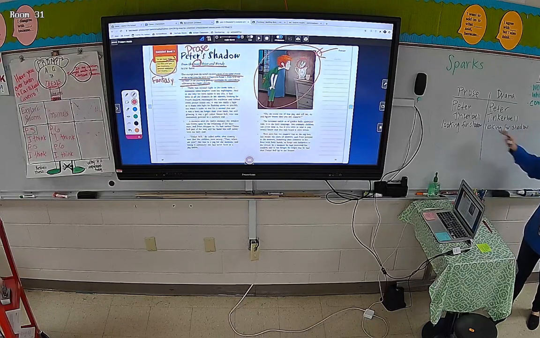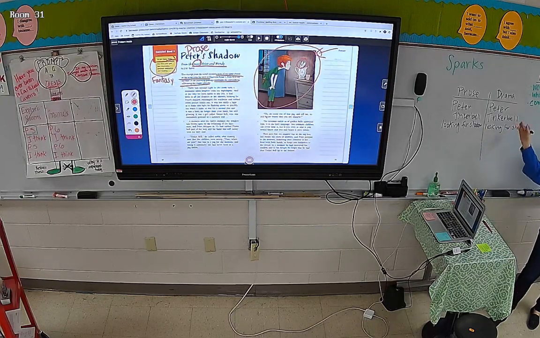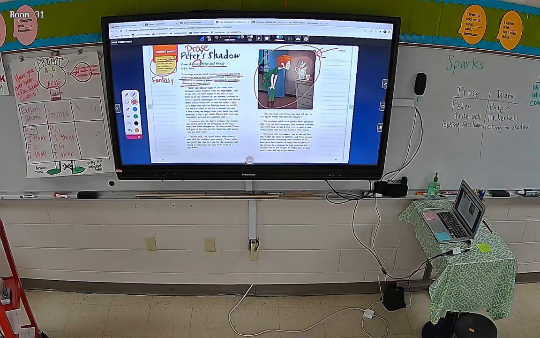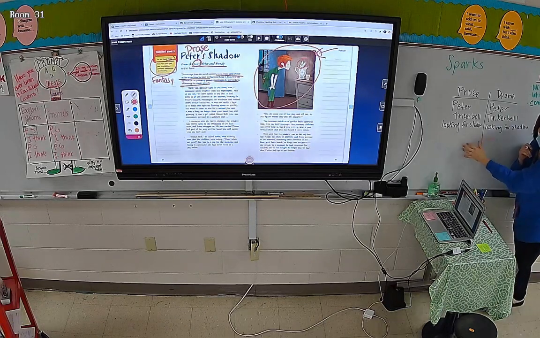What do you notice? Make a connection between the prose and the drama. Between the story you're reading today and the drama from last week. What do you notice about the two? Tash? They both got Peter, Tinkerbell, and then both of them are looking for the shadow. Okay, so they have the what? What would you call this? The same. Patrice?